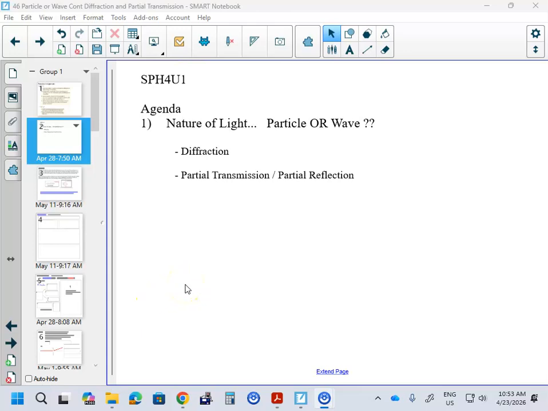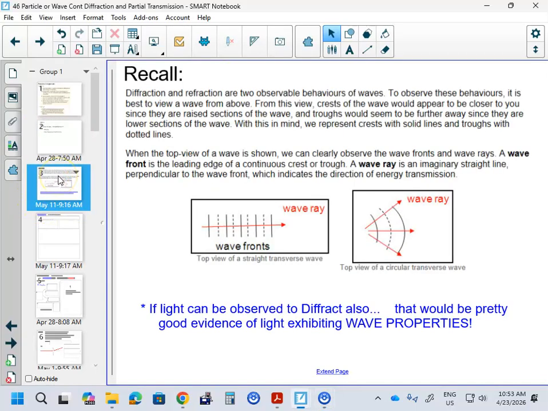All right, wave nature or particle nature of light continued. So we're looking at diffraction and partial transmission and partial reflection. So it's going to be some review of grade 11 topics and connection to this, gathering of evidence one way or the other.